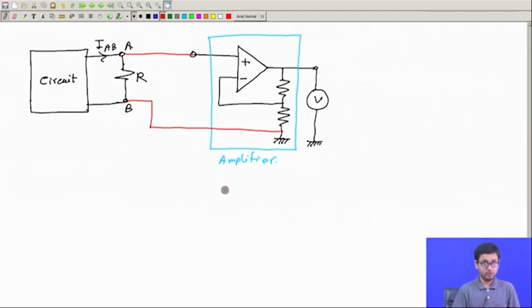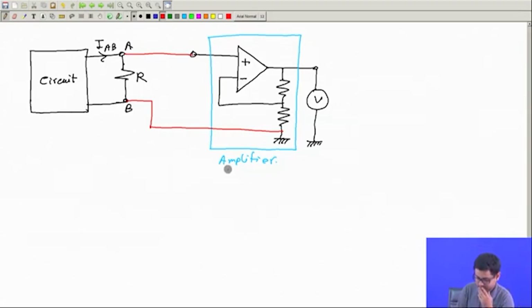So assuming there is no other connection between this circuit and this circuit, otherwise we may short circuit something. So assuming that there is no other connection between this part of the circuit and this circuit other than only these two red lines, this is the way to measure it.